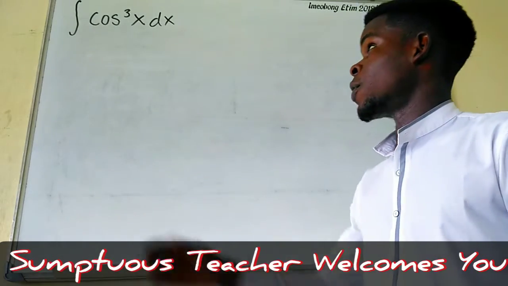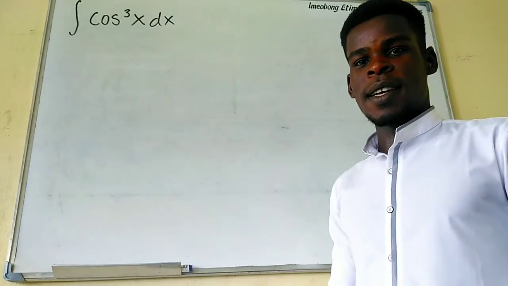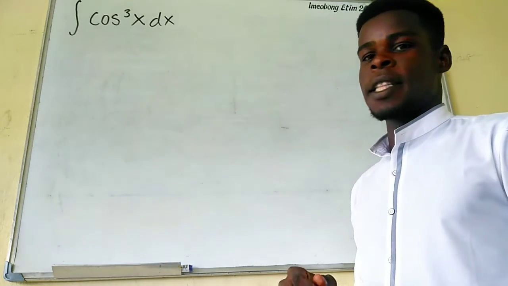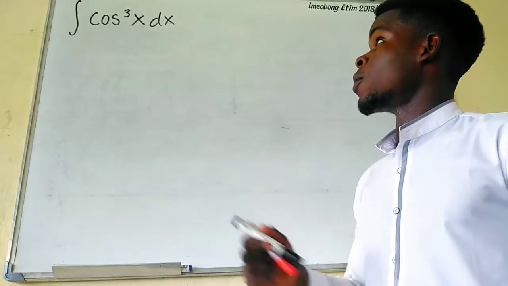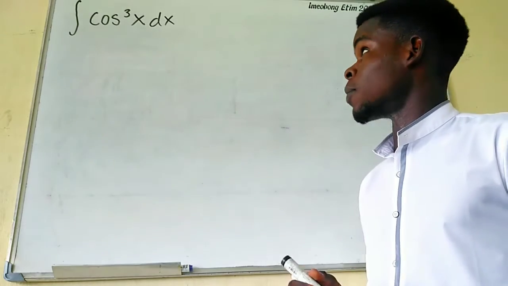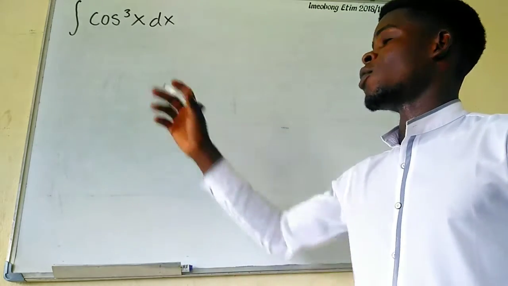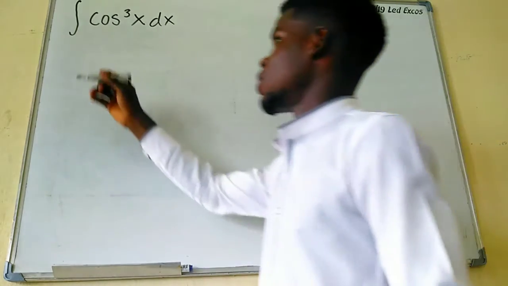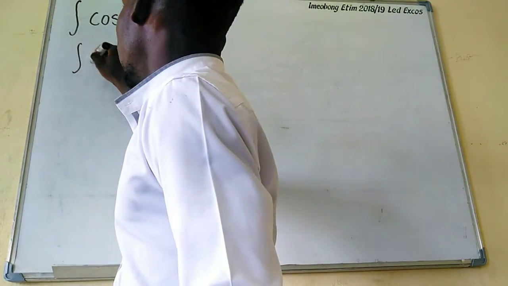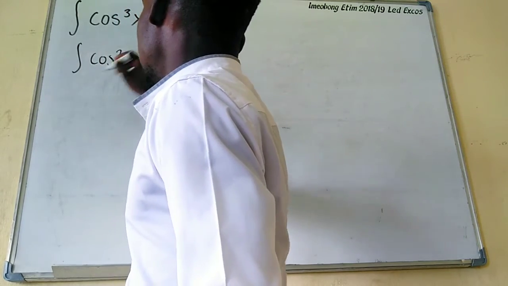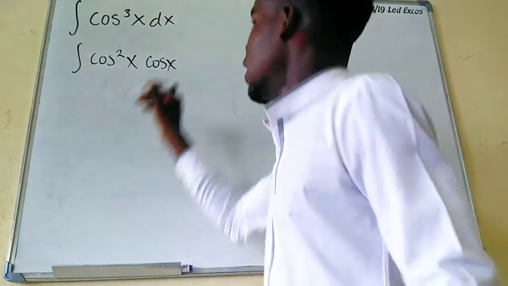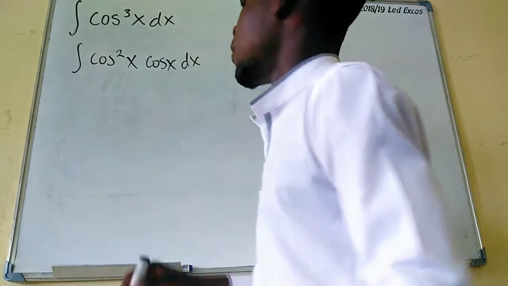Now here we want to integrate the cosine of cube x dx. I'm just going to go ahead and split that into cosine square x and cosine x. It's actually going to give us the same thing, right? I'm going to split this so that we can know how to solve this. So this is how it goes. I have the integral of cosine square x and cosine x to complete the cube, and I just put down the dx like this.